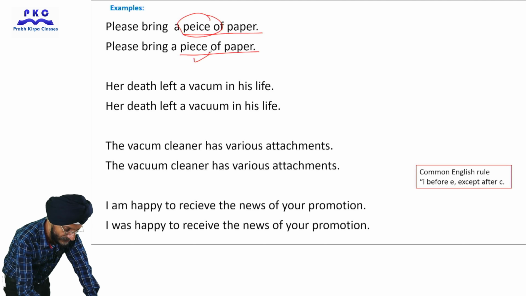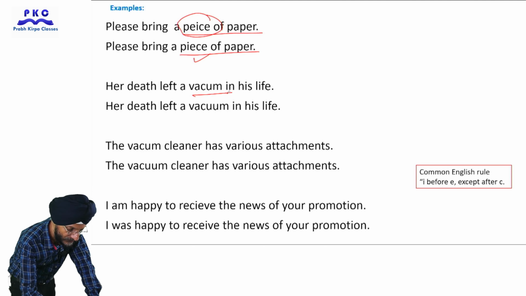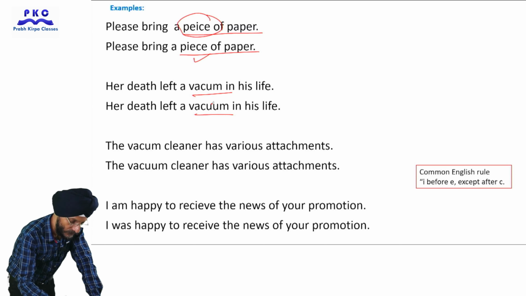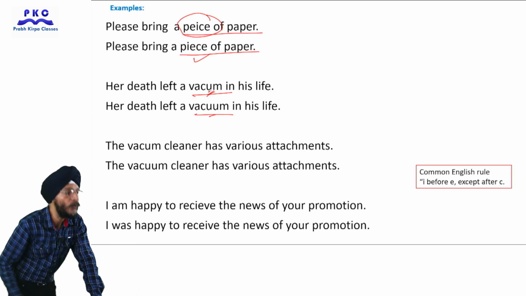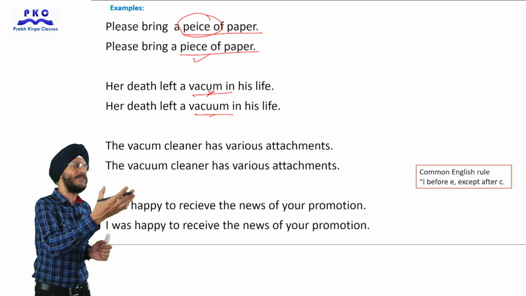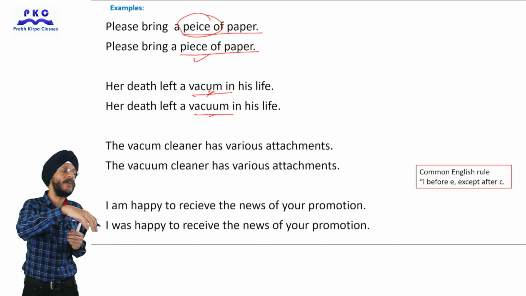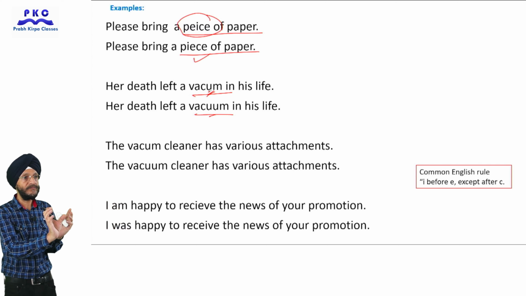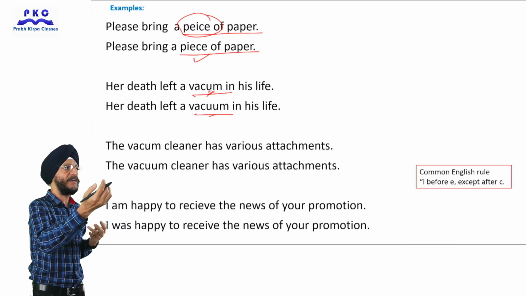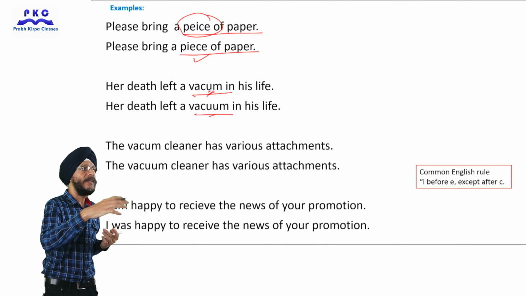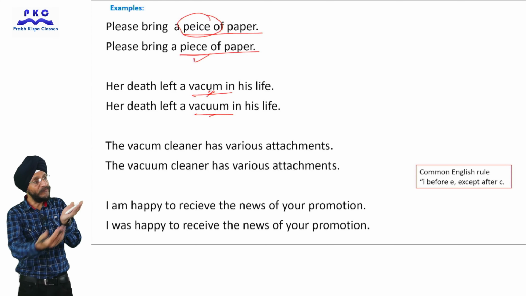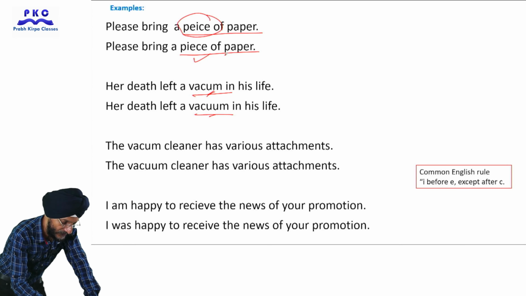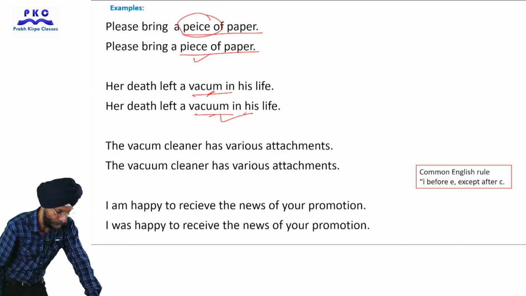Next is, her death left a vacuum in his life. These are the two words. In one there is a double U and in the other a single U is used. While the pronunciation is the same, when we have to write it, the letters are different. If we simply speak, her death left a vacuum in his life, there is no problem. But when we are writing, the spellings in both cases are different. Here it is correct, vacuum.